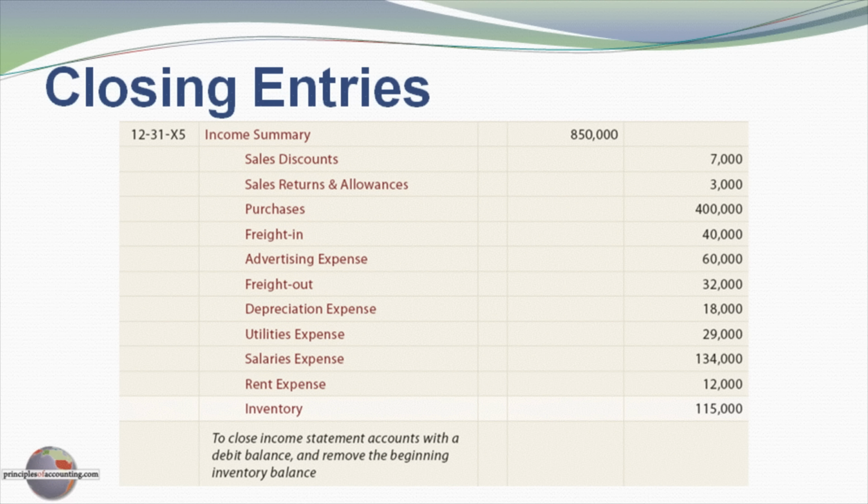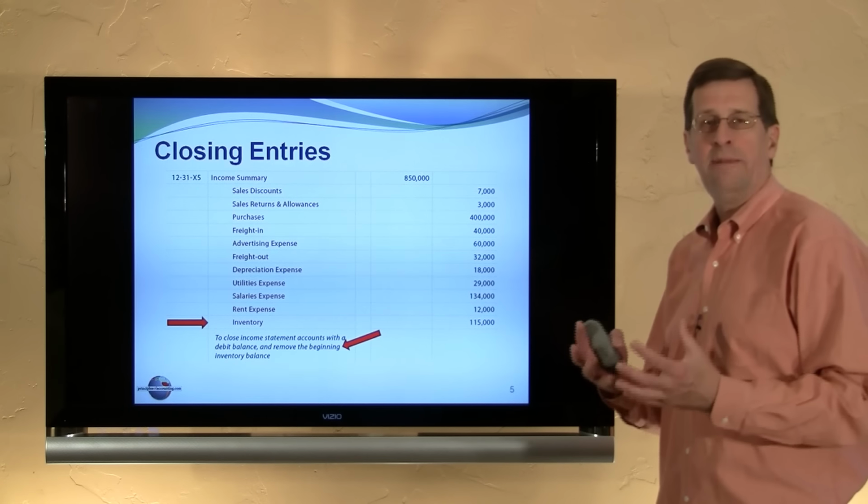If I look at closing all of the temporary accounts that have debit balances, now I'm crediting sales discounts, crediting sales returns, crediting purchases, freight in, and so forth. But also notice I'm including a credit to inventory. This was the beginning of the year balance for this company. They had $115,000 in the general ledger, and I'm now assuming that to be sold. So what I've done with the first entry was set up the ending balance of inventory, and this second entry is removing the beginning balance. The inventory account now holds the right amount of inventory.